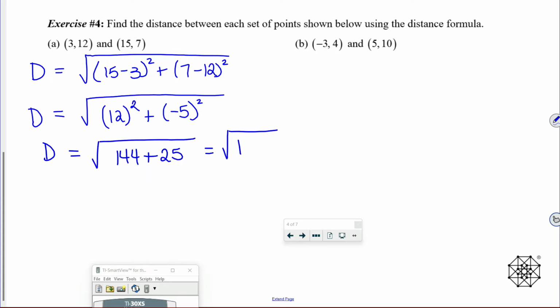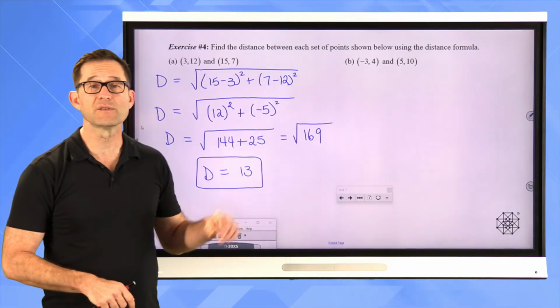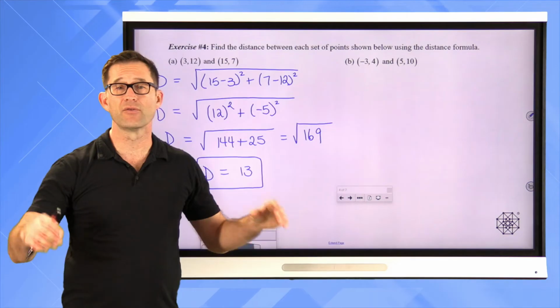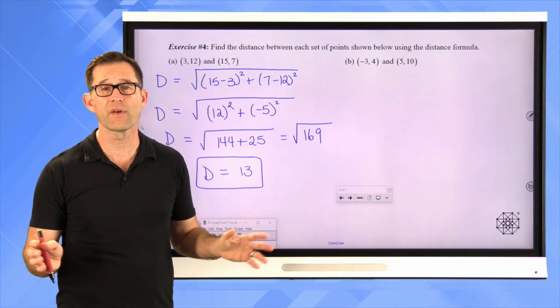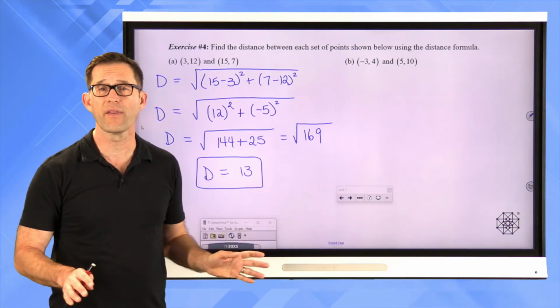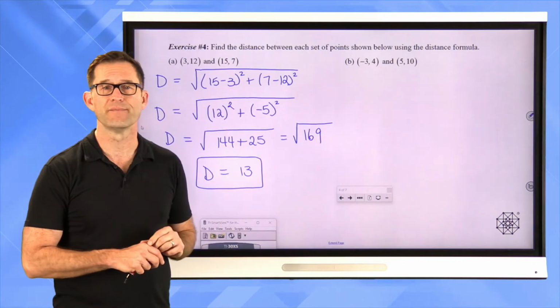144 plus 25 is 169. And my last piece is the square root of 169, which is 13. So the distance between these two points, without having to draw it out on a coordinate grid or throwing down a right triangle, none of that, the distance is 13.